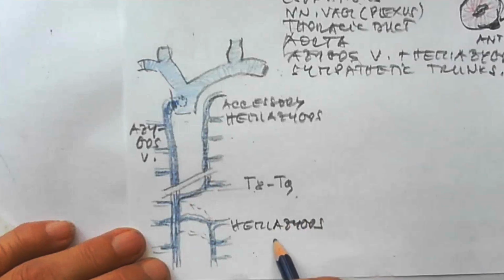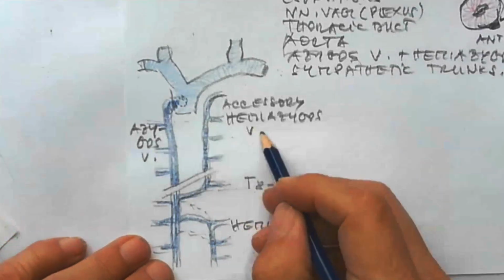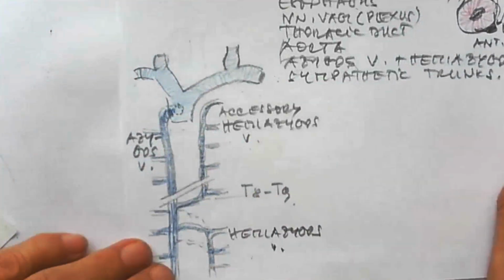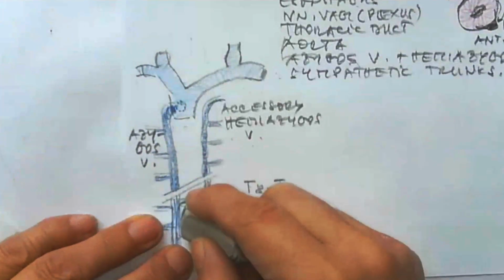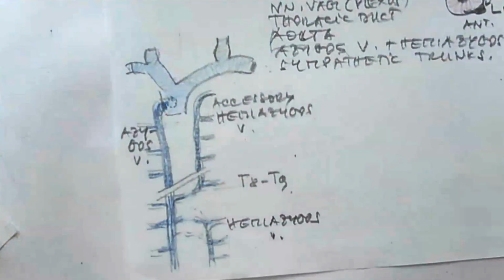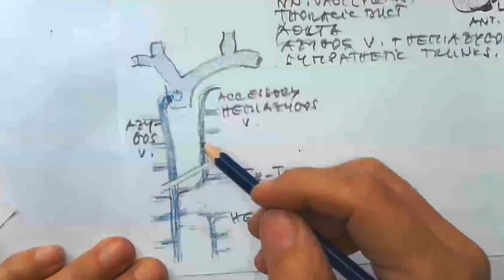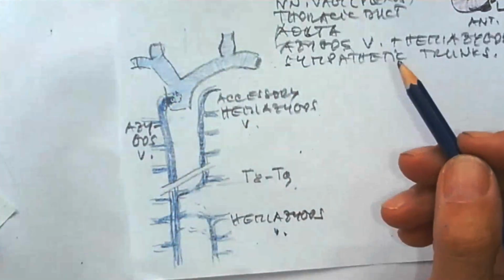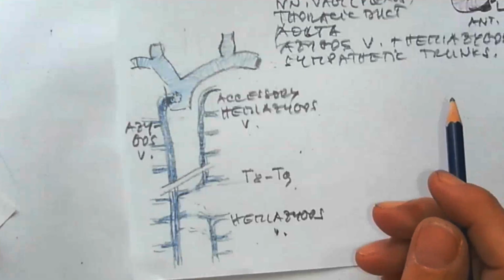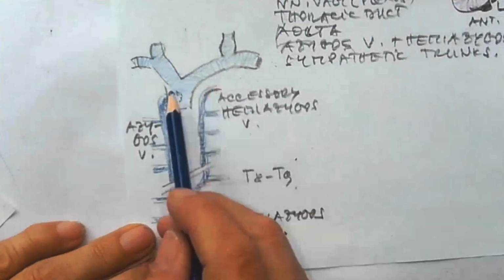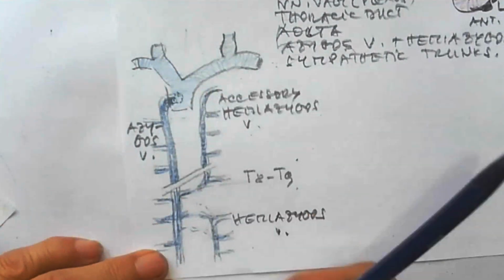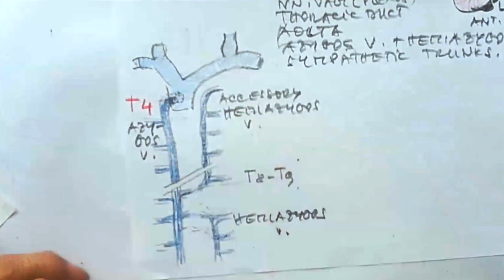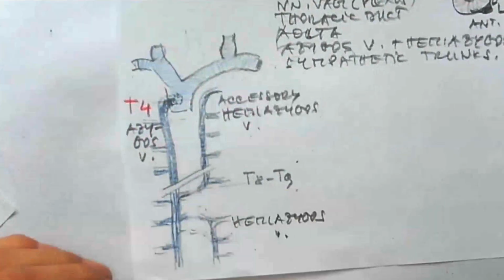There are so many varieties, so many variants, concerning the position. Another important structure is the thoracic duct. By the way, we have to mention that we are at the level of T4, right? At the level of T4, the azygos opens into the superior vena cava.